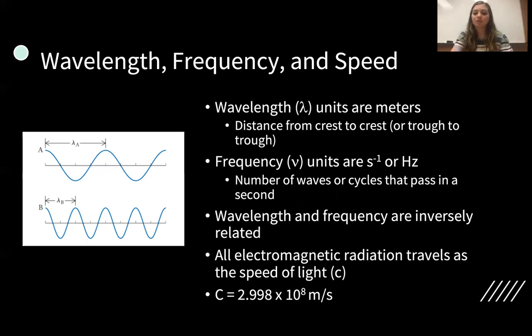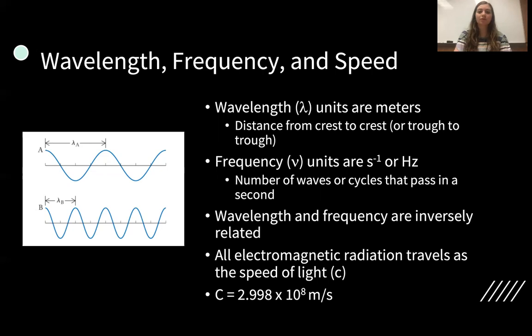If we look at this picture, the wavelength that is more drawn out and longer can't have as many cycles in a second. And so this wave, the top wave, is less frequent and the bottom wave is more frequent. All electromagnetic radiation travels at the speed of light. I'm using c for the speed of light, and it is equal to 2.998 times 10 to the 8th meters per second, and can be approximated using 3 times 10 to the 8th meters per second, which is very close.